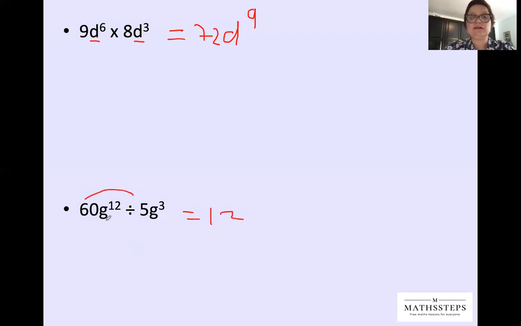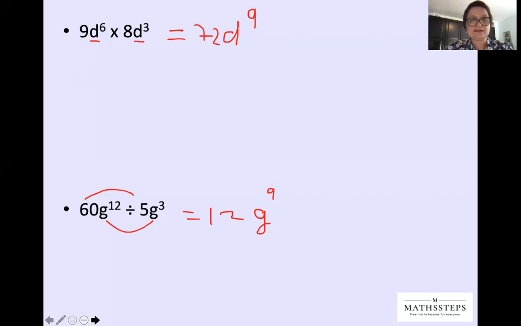And then divide the letters. See, same letters. You need to take away the powers. So the answer is going to be 12g. 12 take away 3 is 9. 12g to the power of 9. Just like that. Let's make the g look like a g.